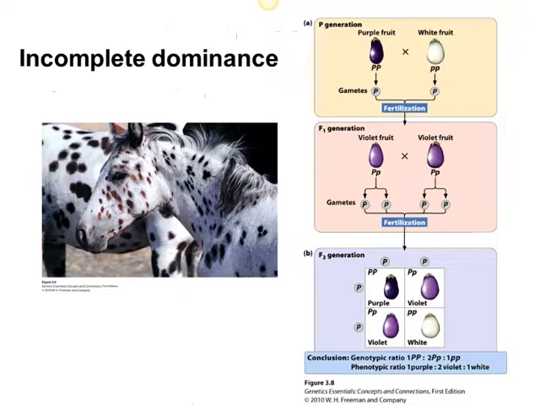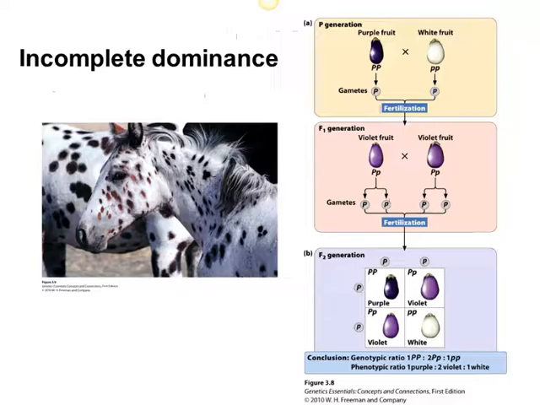Incomplete dominance is a special case. Most things we've looked at so far will follow a rule of true Mendelian dominance. But incomplete dominance is a special case where you have a heterozygous individual that actually looks different from either one of the homozygous parents.